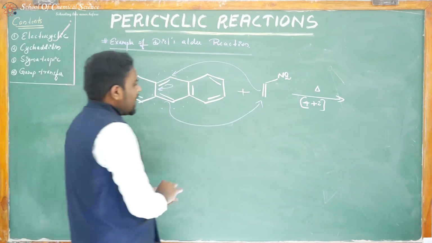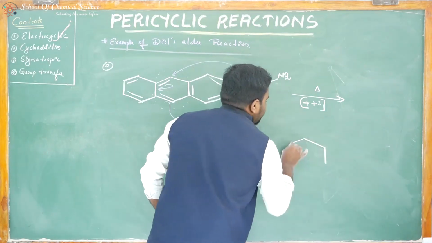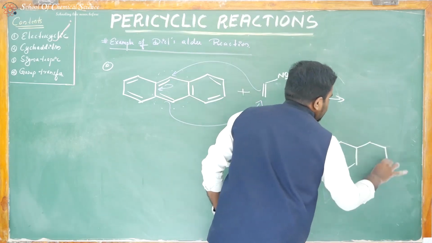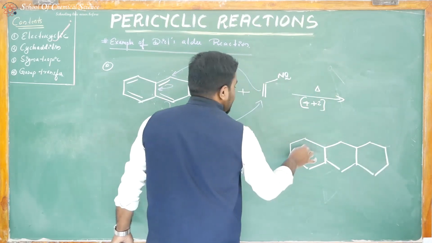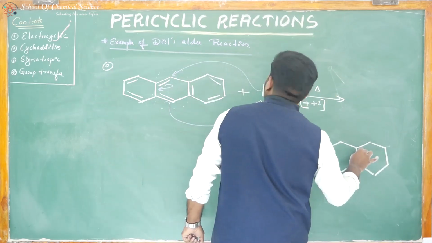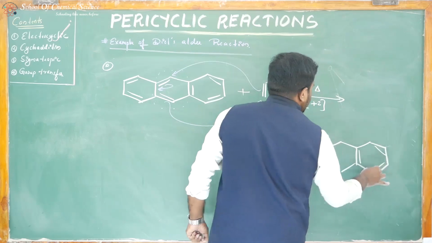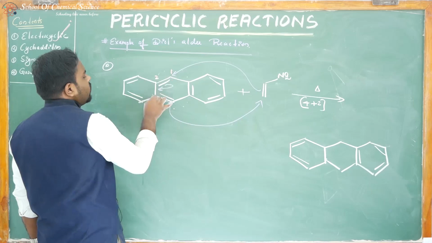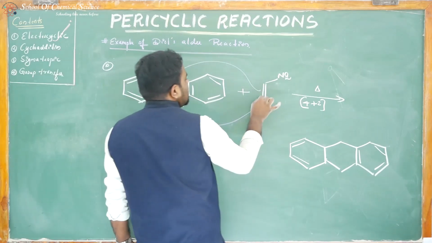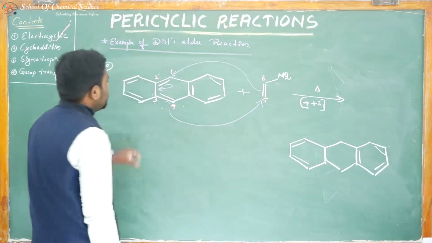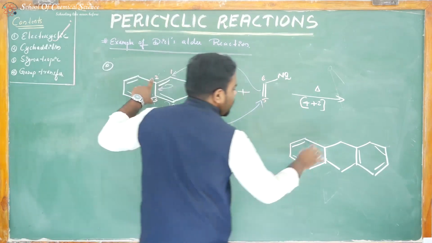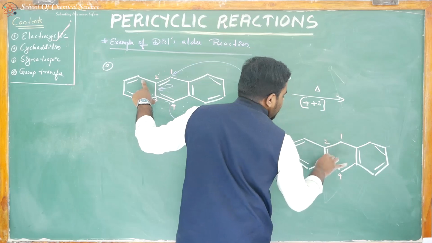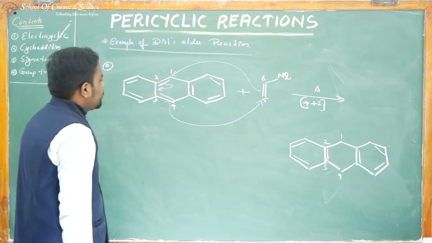So you can draw the anthracene as such, 3 six-membered rings. Here a pi bond is there, here a pi bond is there. What happens to the second ring? Giving numbers 1, 2, 3, 4, this is 5, this is 6. Between 2 and 3 a new pi bond is formed.